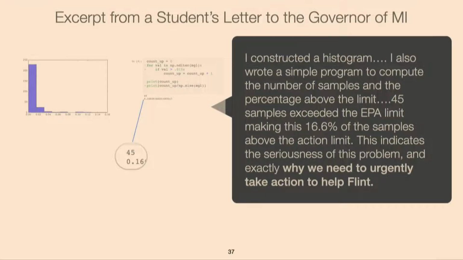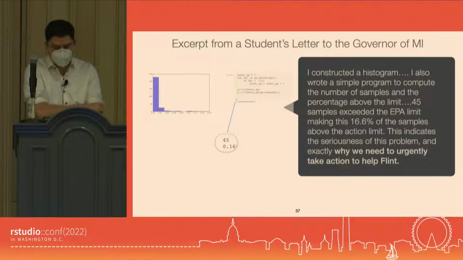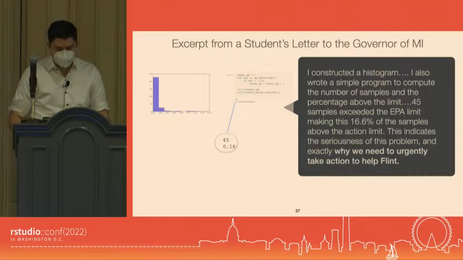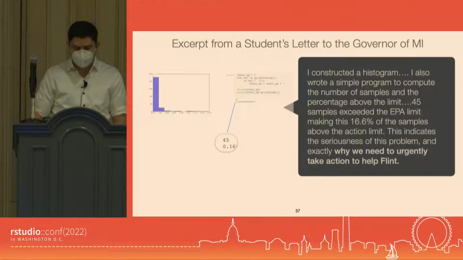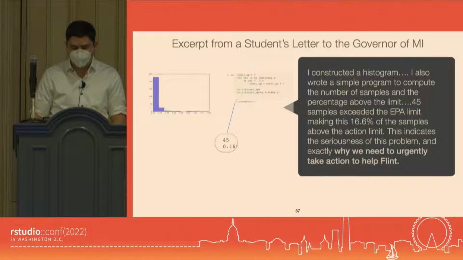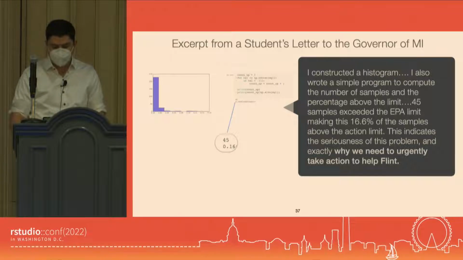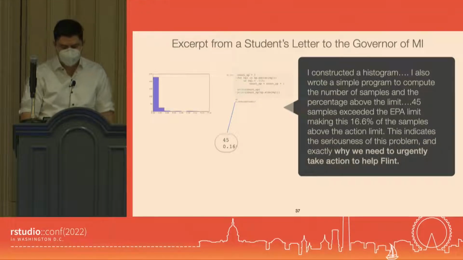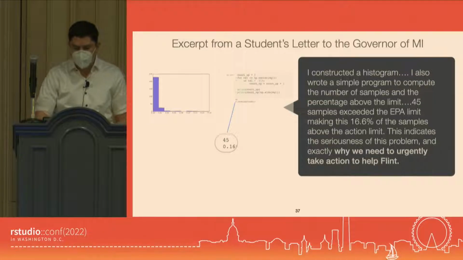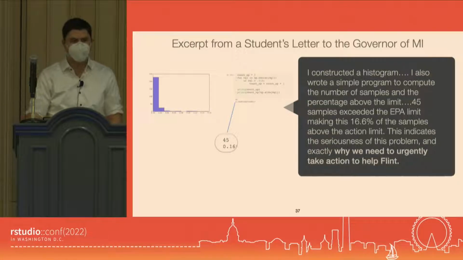And here's an example student one. I constructed a histogram. I also wrote a simple program to compute the number of samples and the percentage above the limit. 45 samples exceeded the EPA limit, making this 16.6% of the samples above the action limit. This indicates the seriousness of this problem and exactly why we need to urgently take action to help Flint.